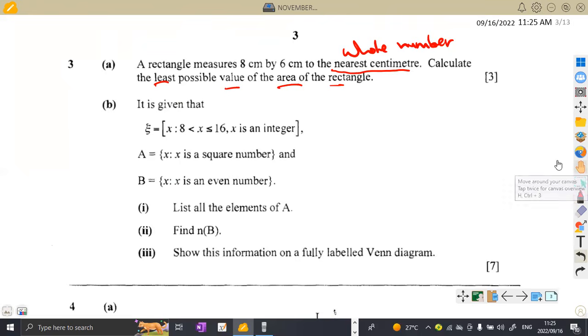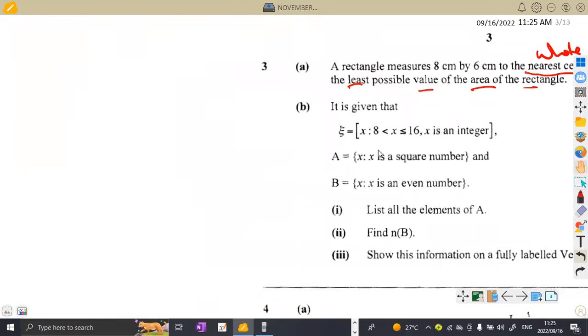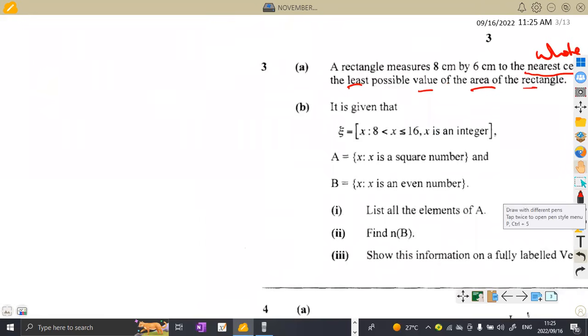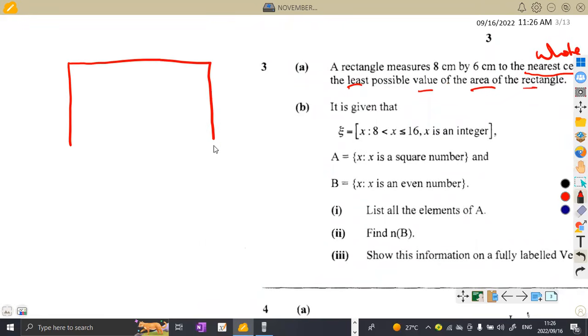So what are the dimensions that we had before? Remember, it's 8 by 6. So which means we have got something like this. That's our rectangle, which measured 8 centimeters by 6. So the 8 before it was 8. What is the least possible? Because we need the least. So the least value is going to be 7,5. Okay, so remember it's just 0,5 less than that. And 6 here, we had 6, which means the least value was going to be 5,5.